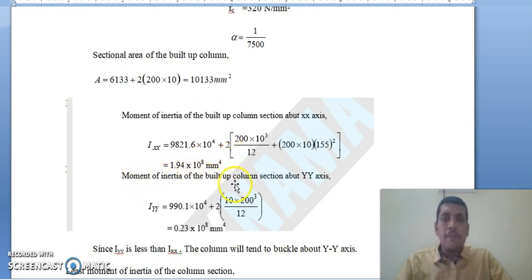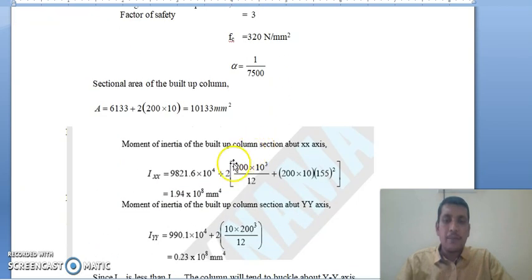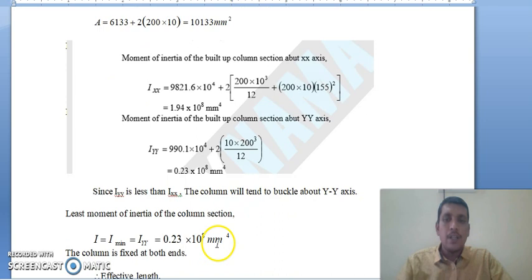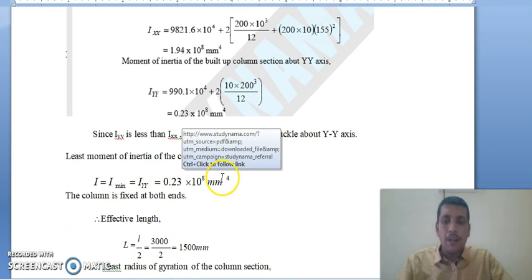The moment of inertia of the built up column section about YY axis. So the value of Iyy is given for the ISWB 300. Substitute the value here and 2 into D into B cube by 12 along YY axis. So 10 into 200 cube divided by 12, we will be getting 0.23 into 10 to the power of 8 mm power 4. So now Iyy is less than Ixx. So the column will tend to buckle along YY where the moment of inertia is lesser. In that side only that column will buckle. So I am taking the least moment of inertia of the column section, that is Iyy, that is 0.23 into 10 to the power of 8 mm power 4.